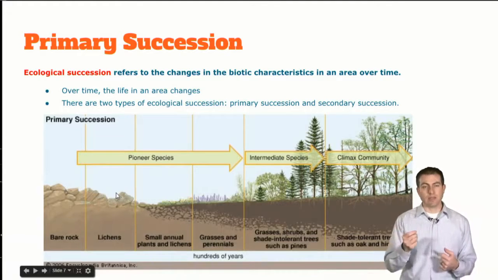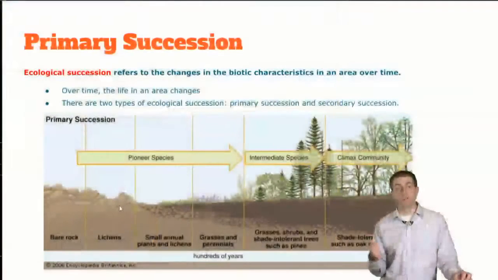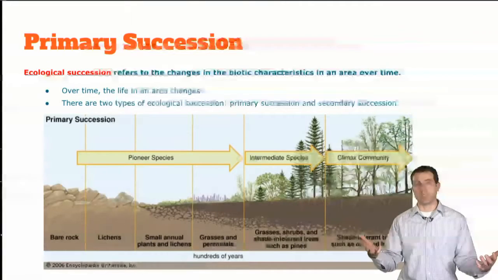These are lichens and moss. They grow on rocks. You've likely seen them before. It's that furry-ish stuff that grows on rocks. And these lichens will break the rock down. They're called a pioneer species because they're the first species to enter an ecosystem.